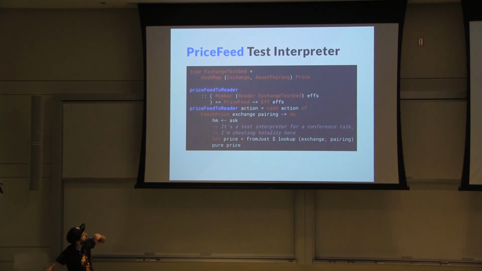So we realize that because we're really just asking for information, whether we ask for it from the environment or we ask for it from an external domain service, it's really just this notion of a reader effect. So we can transform it exactly to a reader effect. Don't give me grief for putting from just here. It's a conference talk, and it's a test interpreter.